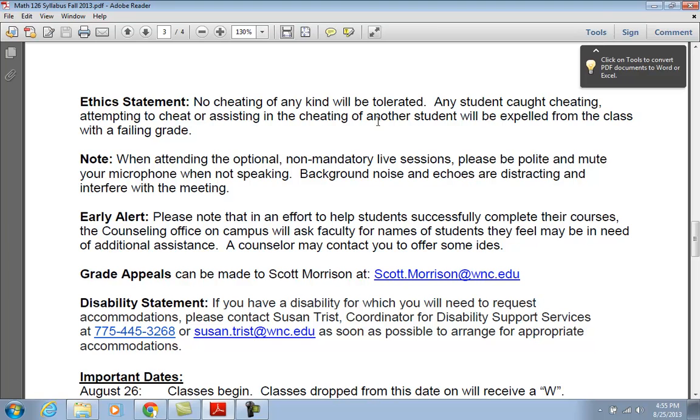Ethics statement: no cheating of any kind will be tolerated. Any student caught cheating, attempting to cheat, or assisting the cheating of another student will be expelled from the class with a failing grade. I don't expect that to be a problem. We are all good students, right?